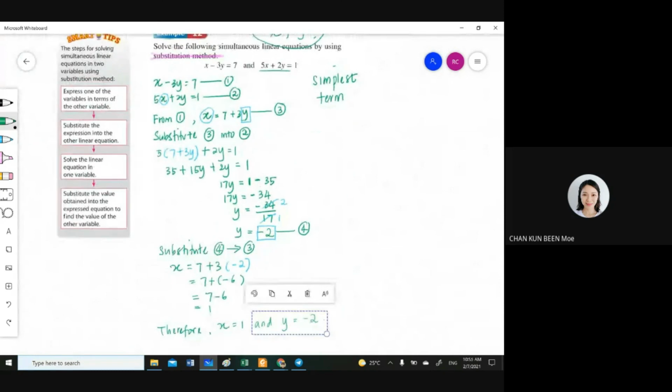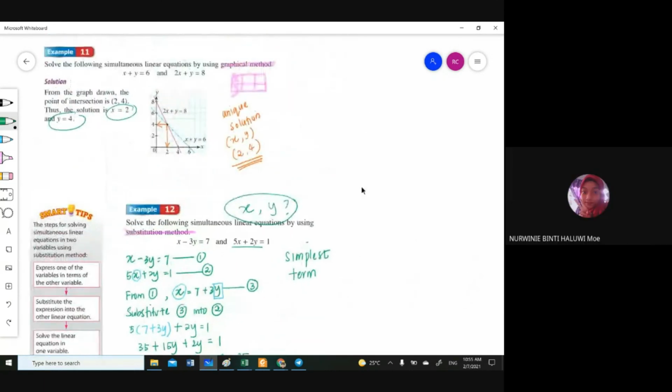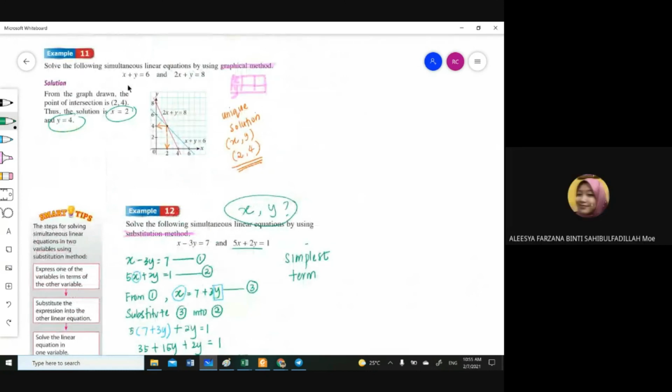Okay, it's very long, isn't it? So this is the first time you do this. I'm going to show you another example using the substitution method. So far, do you have any question from all of this first? No. So far, I don't understand yet. Okay, I'm going to use this question using the substitution method.